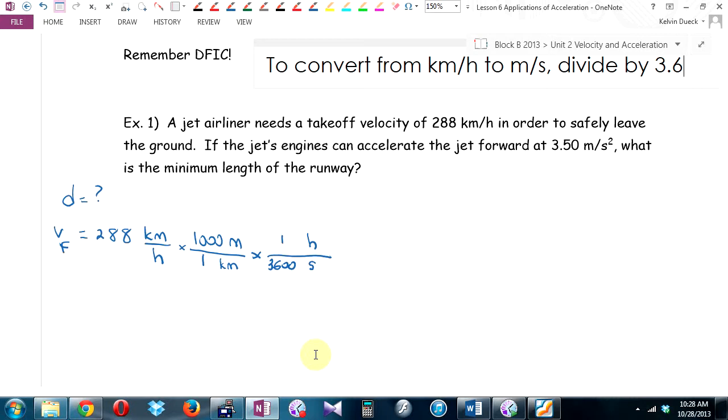I know in the homework a few times I am going to give you stuff in kilometers per hour, because that's where I got the data, and that's what cars are measured in. So what is V final in meters per second? Sorry? 80 even?